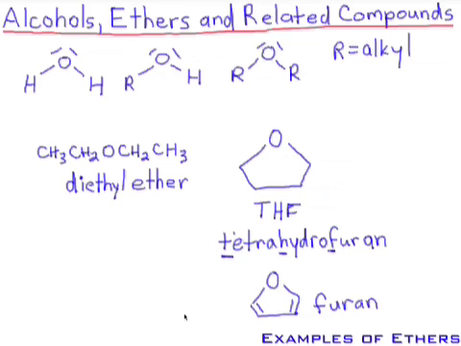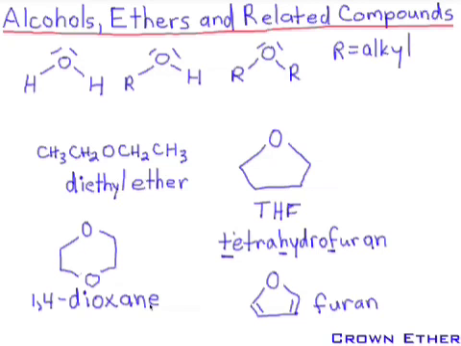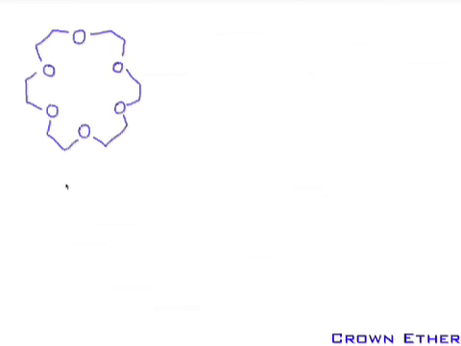tetrahydrofuran. Another cyclic ether is the molecule here, which is called 1,4-dioxane, which is a cyclic ether. So cyclic ethers are as common and useful as solvents as straight chain ethers. A very interesting polyether is referred to as a crown ether. Here is a crown ether that is referred to as 18 crown 6.